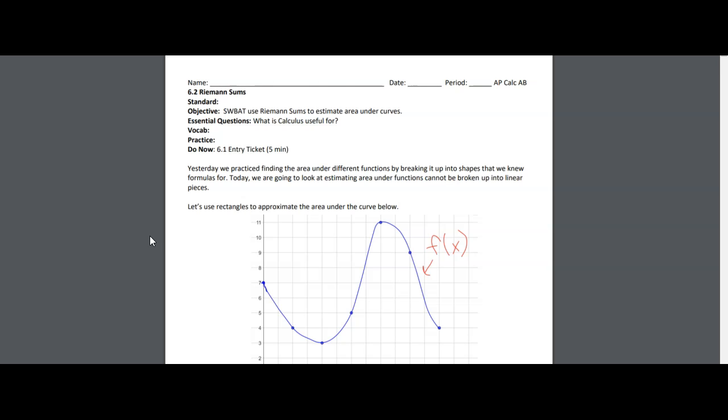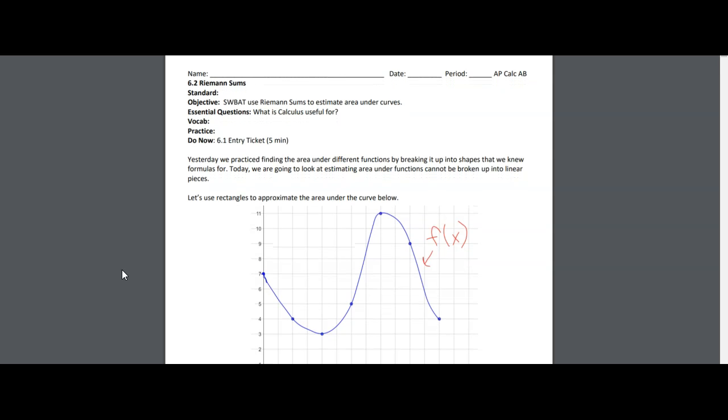We're not necessarily going to focus on units today or word problems. We're just going to be talking about how there are different ways to figure out or estimate area underneath functions or between functions and the x-axis. Keywords for today are Riemann sums. And essentially these are ways to estimate the area under functions that are made up of curves.